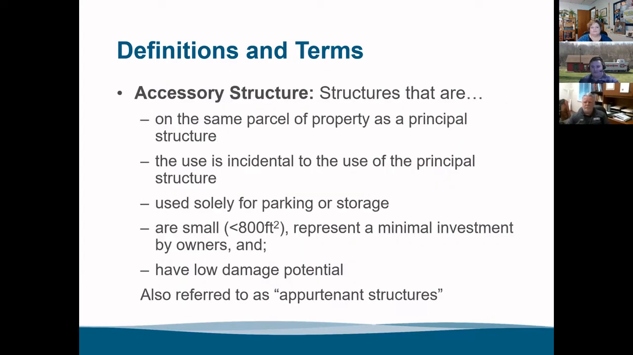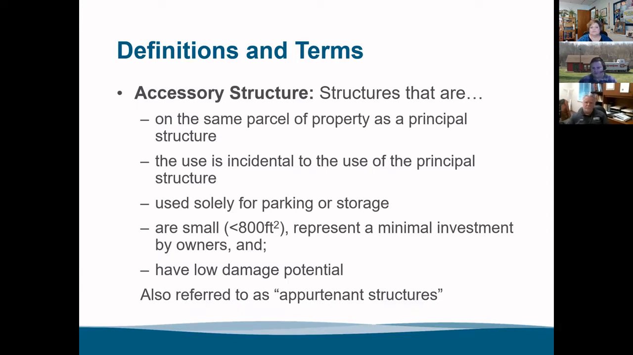The other half of this class is accessory structures. These are structures that are on the same parcel of property as a principal structure. The use has to be incidental to the use of the principal structure. It must be used solely for parking or storage. They have to be small and represent a minimal investment by owners. We'll get into that 800 square foot limit later on, but that's Nebraska's standard. And they have to have low damage potential. These are also referred to in Nebraska's ordinance as appurtenant structures. So for those of you who have recently reviewed your floodplain ordinance, you've likely seen that term, appurtenant structures. That's what we use in our ordinance. It means the same thing as an accessory structure.